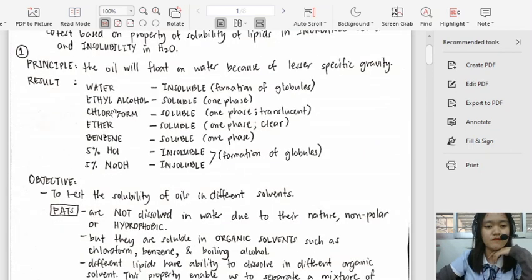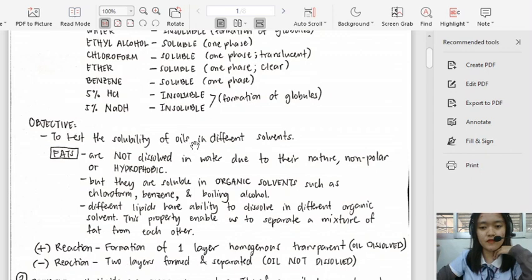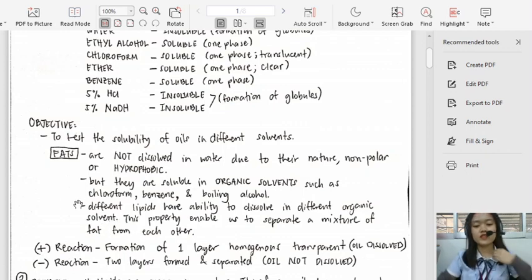Okay, so the objective nitong subtest 1 is to test the solubility of oils in different solvents. Explanation niya: because fats are not dissolved in water due to their nature, non-polar or hydrophobic, but they are soluble in organic solvents such as chloroform, benzene, and boiling alcohol. Different lipids have ability to dissolve in different organic solvents. So, ito kasi siya, class, this is the explanation.